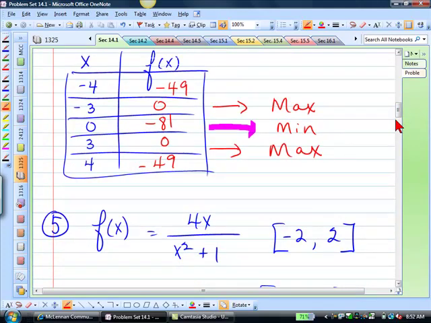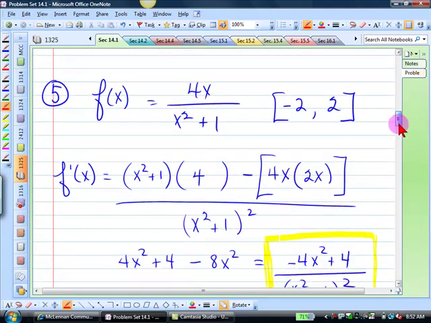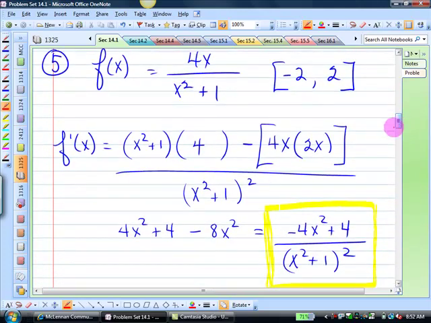Let's look at number 5. Number 5, now we have a quotient rule that we have to do to find the derivative. Okay? But by now, hopefully that's a little better if you're doing that. Okay, whoops. There's the work. Bottom times the derivative of the top minus the top times the derivative of the bottom. Okay? All over the bottom squared. So you end up with 4x squared plus 4 minus 8x squared. So what's in the yellow box ends up being the derivative.